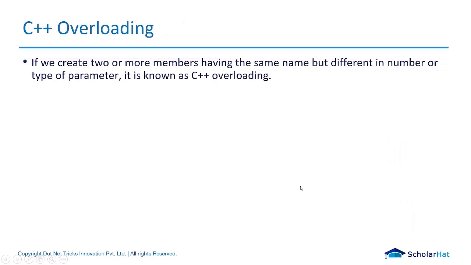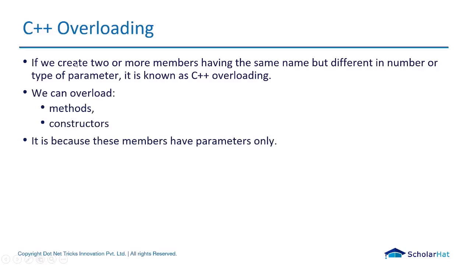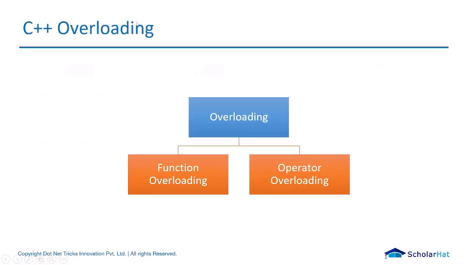C++ overloading is compile time polymorphism. If we create two or more members having the same name but different in number or type of parameters, it is known as C++ overloading. We're going to see it for methods, functions, and constructors also, that is constructor overloading, because these members have parameters. In overloading, we're going to talk about function overloading in detail.